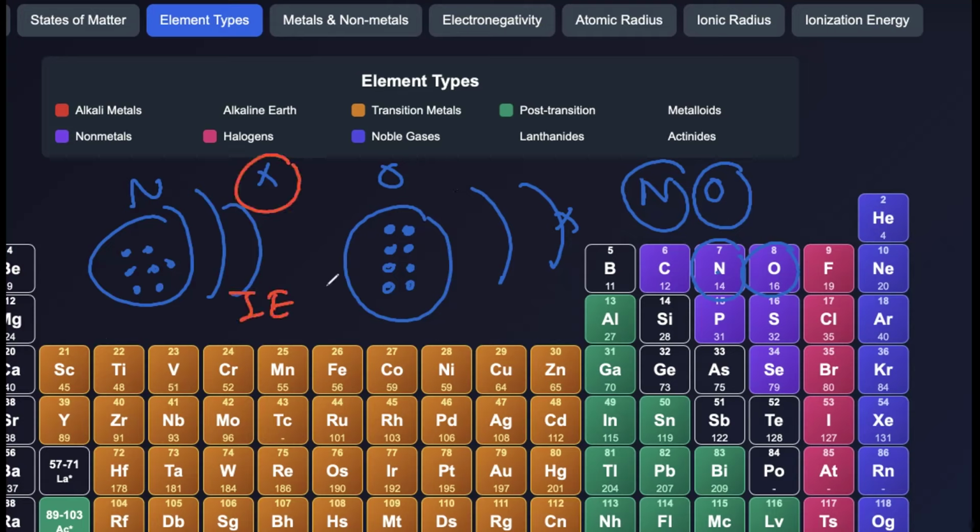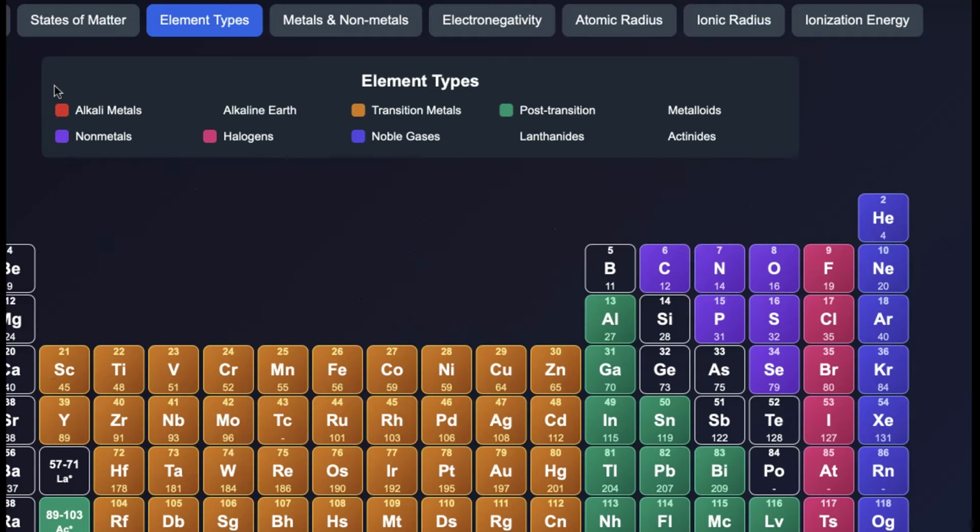The ionization energy in nitrogen is supposed to be less than in oxygen. Why? Because the oxygen will attract the electrons more since it has more protons. This is the rule, without exception. If you go to the right in the periodic table, the ionization energy should increase. Let's see the periodic table here.